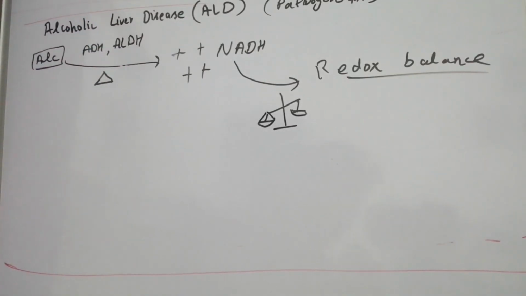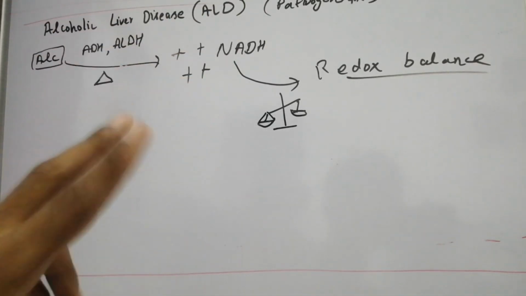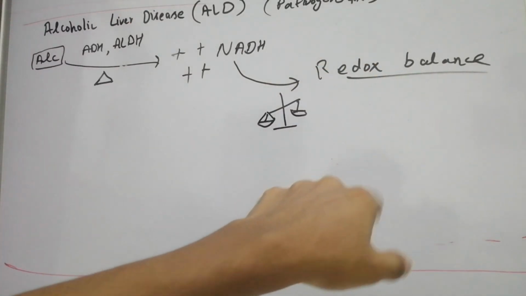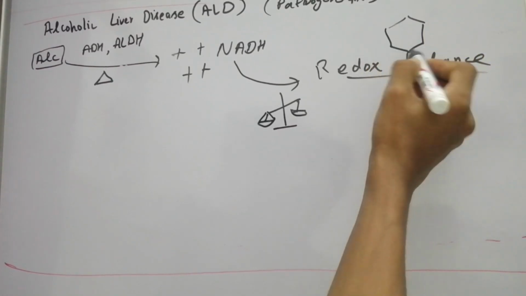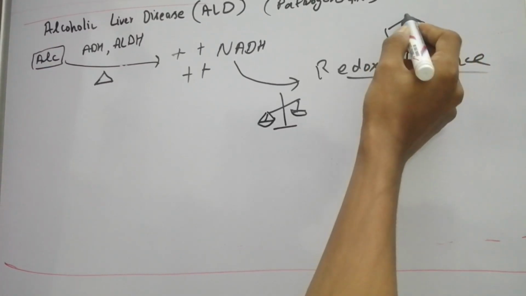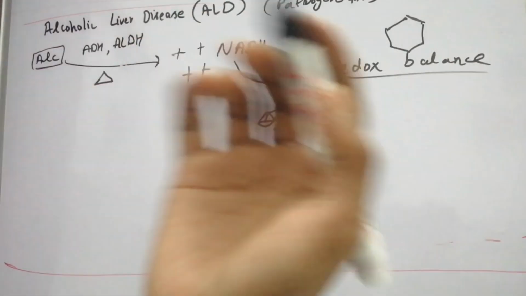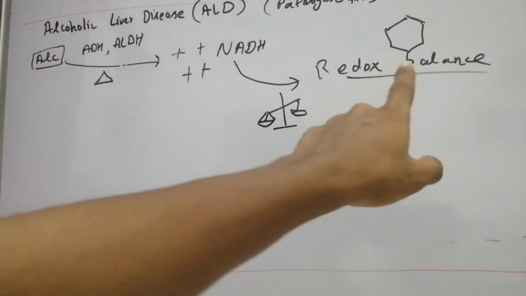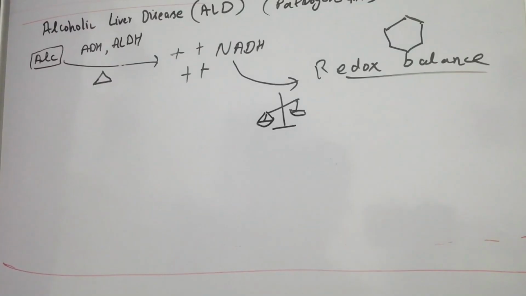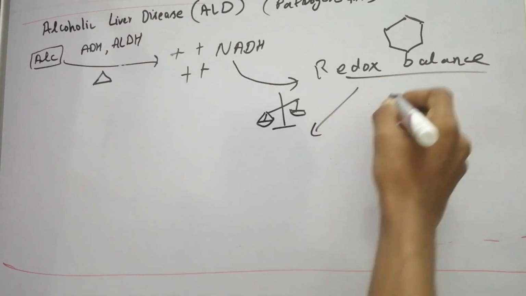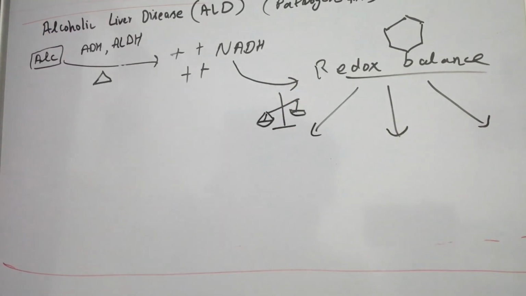ADH and ALDH are in your hepatocytes. So when increased amounts of NADH are produced, it is going to disrupt the redox balance in your hepatocytes. I'm going to represent hepatocytes as this hexagon. It's not ideally a hexagon, but it's a hexagon. So it's going to disturb the redox balance. What is going to happen when your redox balance is affected? Three most important things are going to happen.